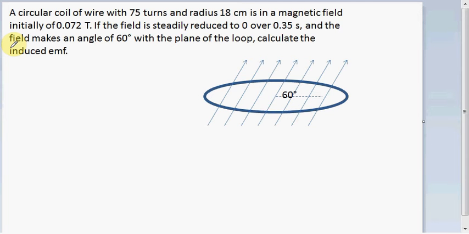Basically what's going on in this problem is that we've got a changing magnetic flux through this coil, and it's inducing an EMF. So this is basically a magnetic induction problem, and we're going to solve it using Faraday's law.